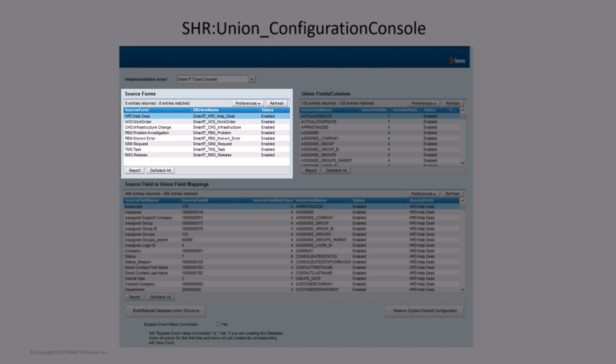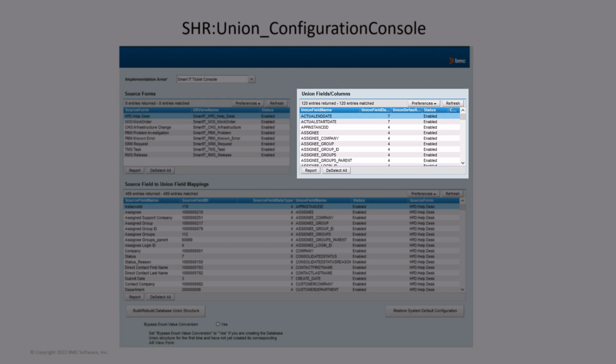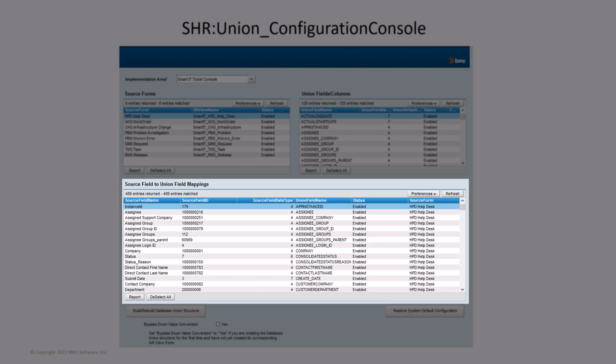The table at the left top then shows the list of the ITSM forms of which we want to combine the data in the database views. The table to the right shows the list of column names or union fields we want to make available in the database view. The table at the bottom shows all mappings that are defined, linking any source field we require from the ITSM request form to one of the defined union fields.